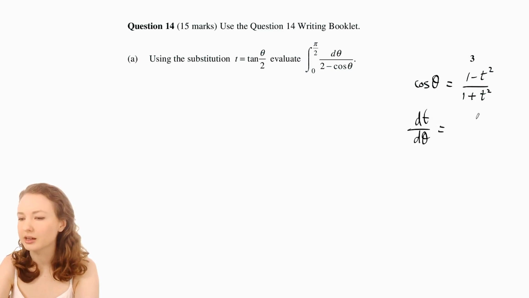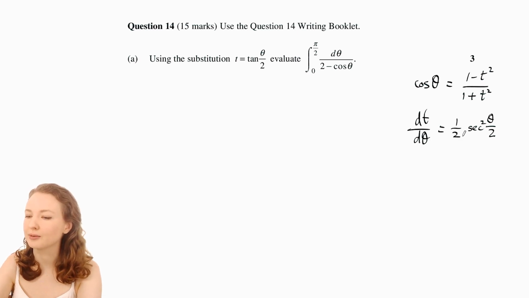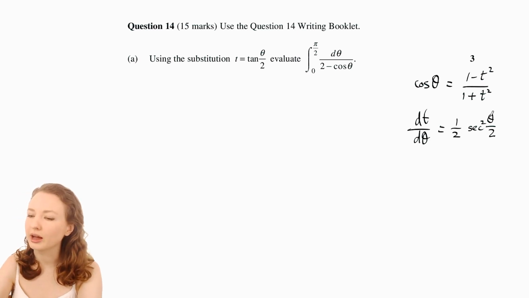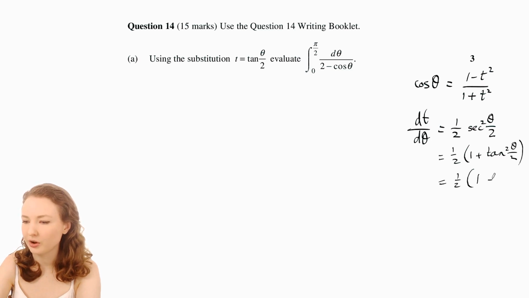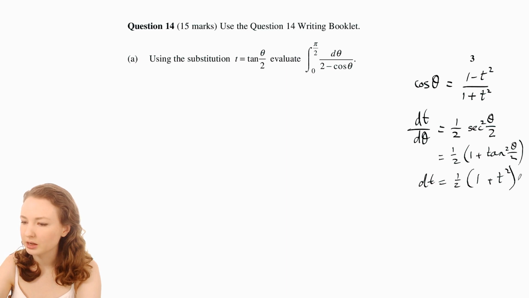The derivative of tan theta is sec squared, and then by the chain rule, you also need to multiply by the derivative of the inside, so we'll get a half out the front. And then we actually need that in terms of t rather than theta. So sec squared is the same as 1 plus tan squared, and that's t, so we've got half of 1 plus t squared. And we need to solve that for d theta. So dt is that times d theta, and then let's shift all this over to the left.